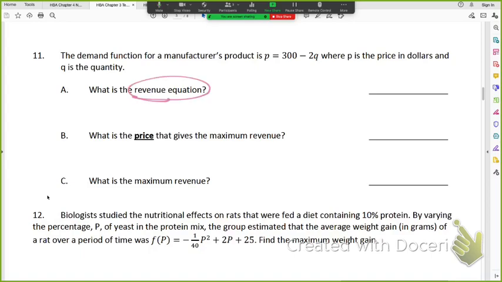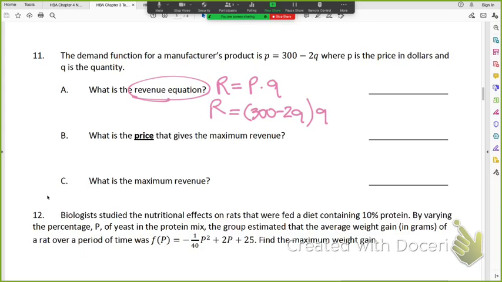Revenue equation. Revenue is equal to price times quantity. What is price? 200 minus 2q, or whatever they gave you. 200 minus 2q, 300 minus 2q. I don't care which one it is, doesn't matter. What is quantity? Q. You were given that. This is your revenue equation. That's your answer to part 1. Okay? The next one, though.